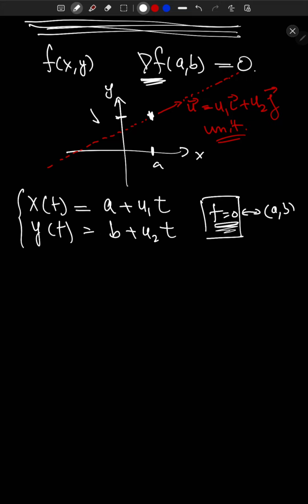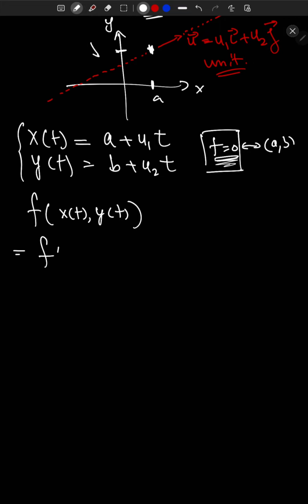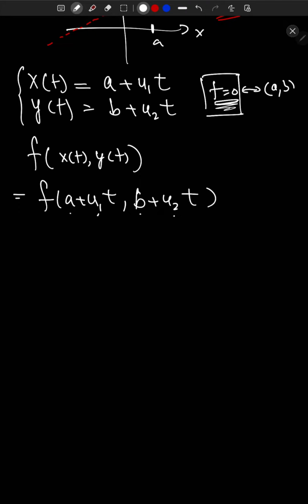So I want to look at, again, the f as a one variable function above this line segment. So I'm going to be looking at f of x of t, comma y of t. In particular, that's equal to f of a plus u1t, comma b plus u2t. Looks kind of terrible, but a is a constant, b is a constant, u1's a constant, u2's a constant. All right. So you can see it is a legit one variable function.